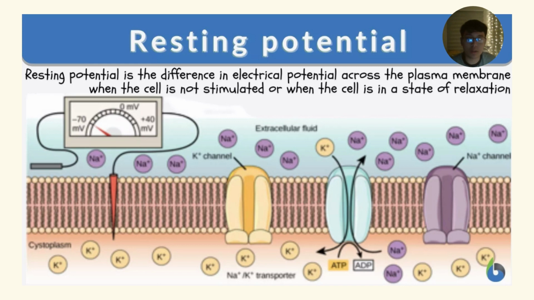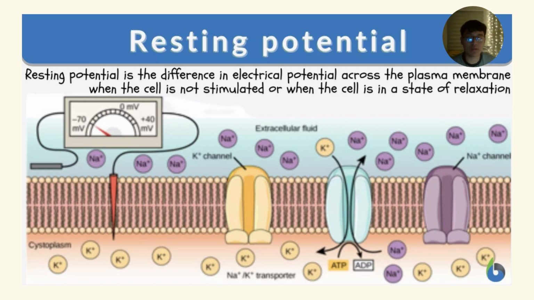So here we have an image of a resting neuron, or a neuron in a state of relaxation. If we were to take an instrument and measure the millivolts of the inside of the cell, it would show us a value of negative 70. Negative ang iyang value due to more potassium ions inside the cell. This voltage is called the resting membrane potential.